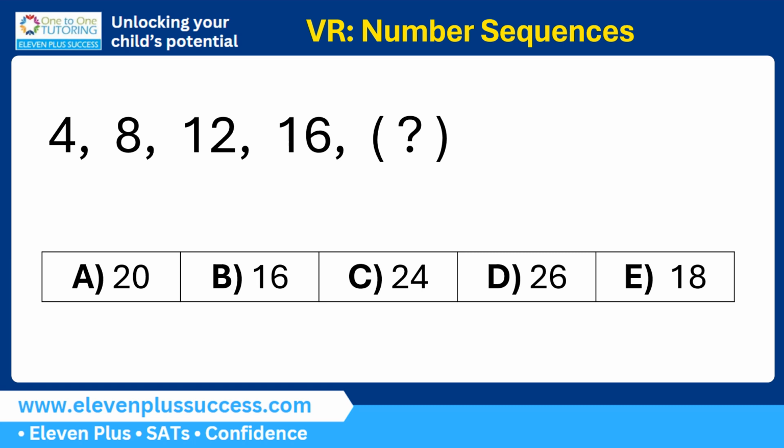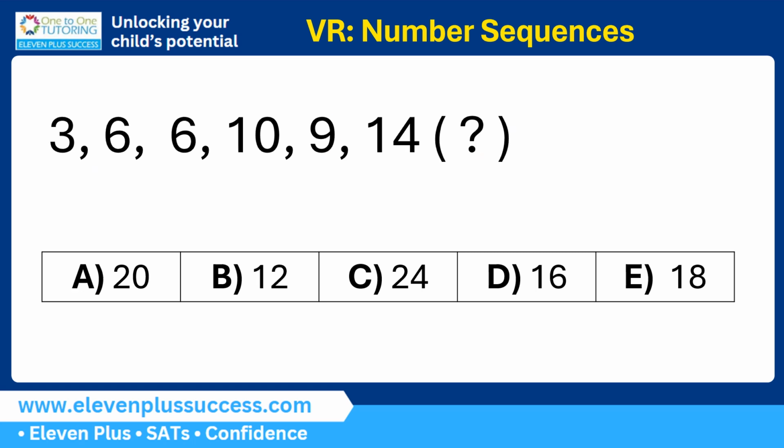This first question is relatively straightforward. The first thing that I'm looking for is a difference between each of these. I can see for each one I have a difference of 4. I'm adding 4 each time. I therefore know I need to add 4 to my 16. I therefore know my answer will be 20, and I can select my A.